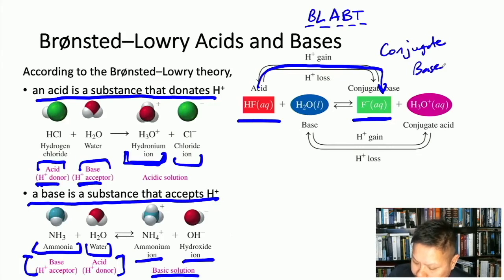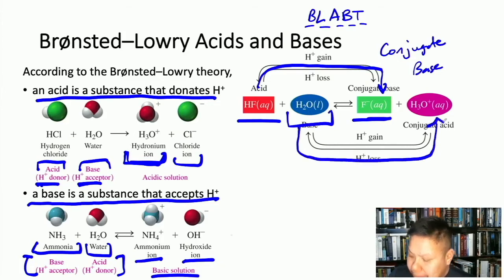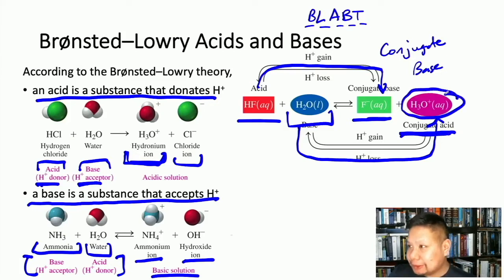And likewise, since water acts as a base over here, and it becomes H3O+, or the hydronium ion, on the other side of the reaction arrow, that makes it its conjugate acid. And it makes sense, because since it's the conjugate acid, it means it has a proton to donate, and it does, because it's the hydronium ion, H3O+. Likewise with the conjugate base, it's a fluoride ion. It can accept a proton, which is why it's a conjugate base. So that's the thing with the Bronsted-Lowry acid-base theory.